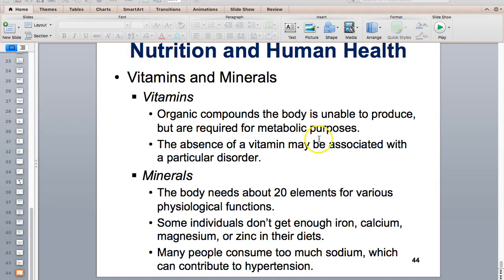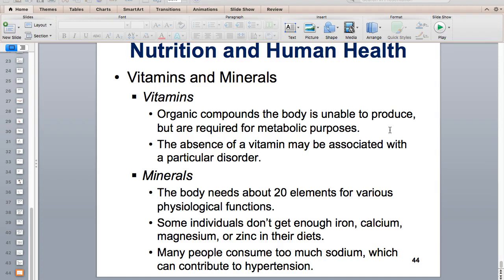And finally, last slide here, talking about vitamins and minerals. You have to take those in, and as long as you eat a healthy, varied diet, you're going to get all the vitamins and minerals that you need. Vitamins are organic compounds that the body's unable to produce, but they're required for metabolic purposes. A lot of times they are cofactors for enzymes. So if you're missing a particular vitamin, it leads to a disorder.